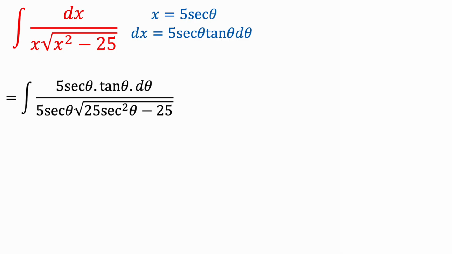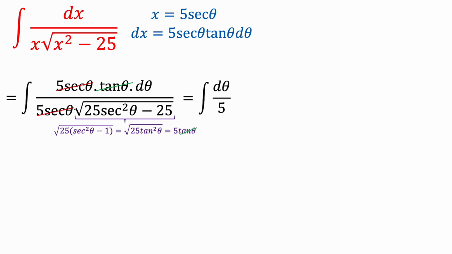becomes 25 secant squared minus 25. I factor out the 25 from it. It becomes secant squared minus 1. Secant squared was 1 plus tangent squared, where the ones cancel out. If you perform the simplification, almost everything cancels out. What remained was 1/5 d theta. In fact, we want to integrate 1/5 d theta. The integral of a constant would have a theta multiplied into it. The integral of 1/5 d theta becomes theta divided by 5, as we've mentioned in our previous exercises.